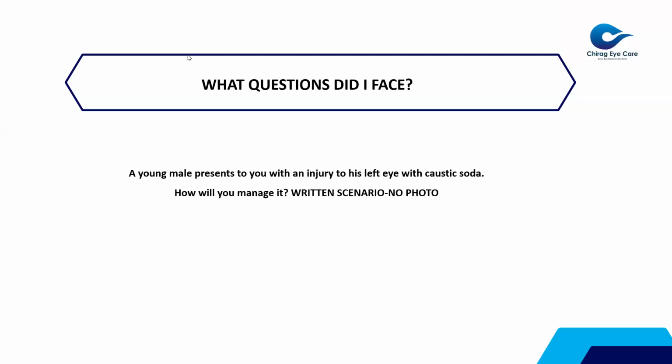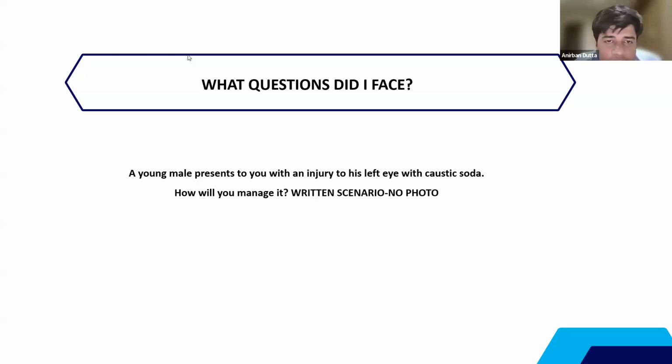Then to prevent the stromal melt, you have to start on tetracyclines. You're doing well, doctor. Anything else you would like to add? Vitamin C, 1 to 2 gram. Okay, great. Anything else? Acetylcysteine drops you can start. Fine. So this is the management.